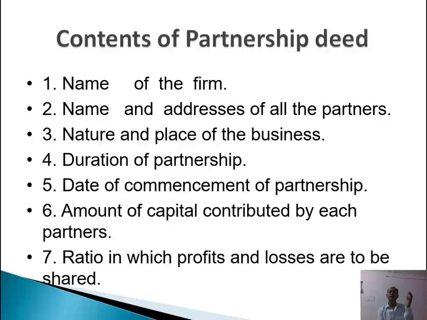And the ratio is an important one. Profit and losses sharing ratio should be clearly mentioned, denoted, and prescribed in the partnership deed. If it is not mentioned, what happens? If the ratio is not mentioned, the profits and losses should be borne by the partners equally.